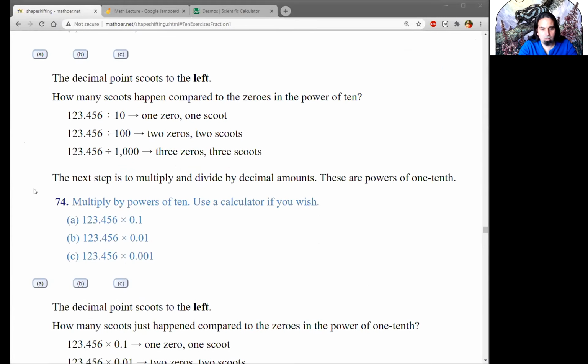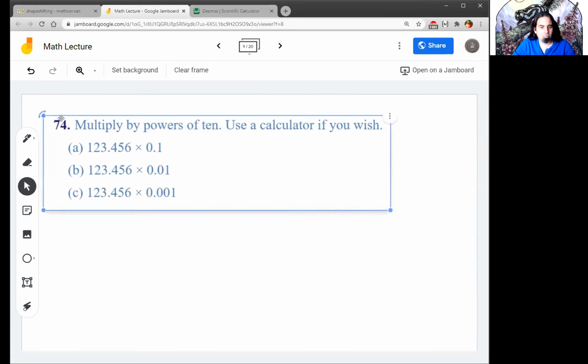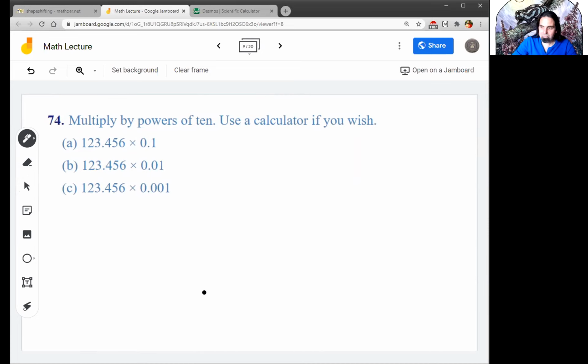Okay, now what about decimals? If you haven't memorized this one, just grab a calculator, use your smartphone. You can discover the answer. It scoots back. It does. So this one becomes 12.3456.